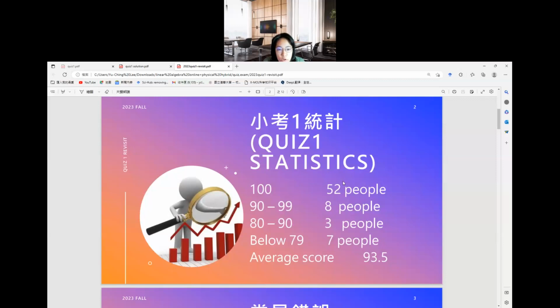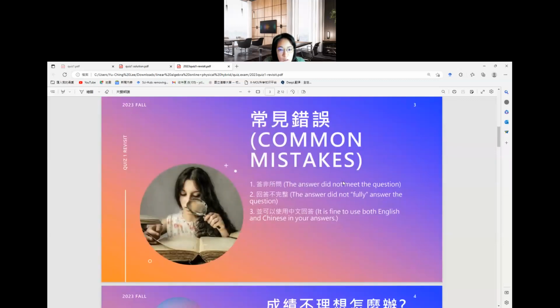Basically, most of you performed quite well, so we have 52 students who got full score of it, and the average is actually 93.5. And for those who did not do very well, it's usually due to the following mistakes.